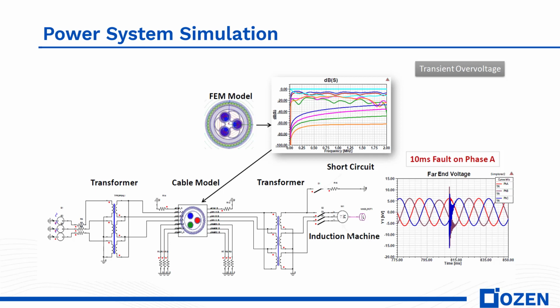The cable results are represented by a reduced order model, which allows the system simulation to run very quickly. In this example, the simulation is predicting the effects of a transient short circuit fault condition on one of the power system phases.